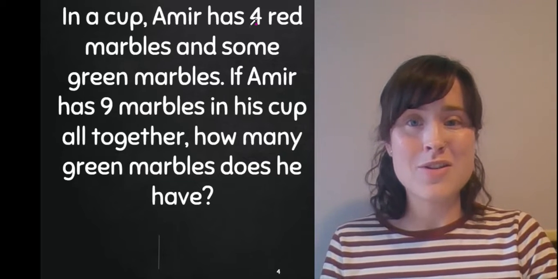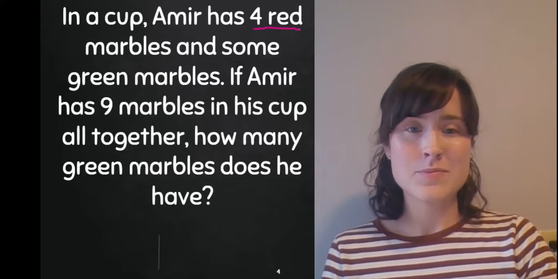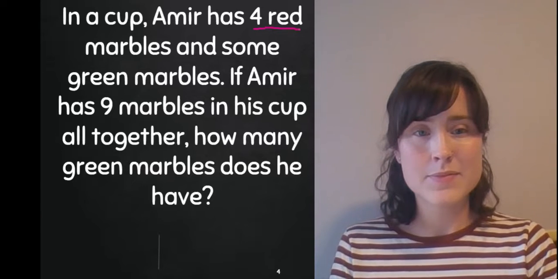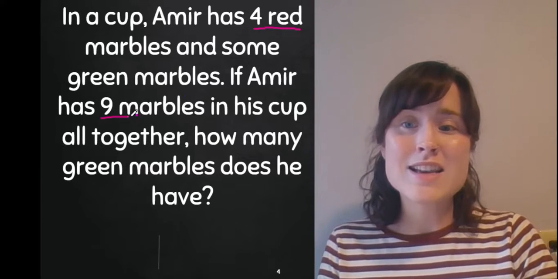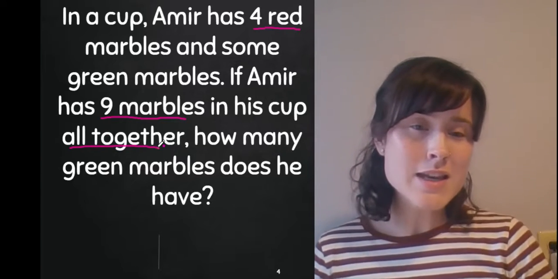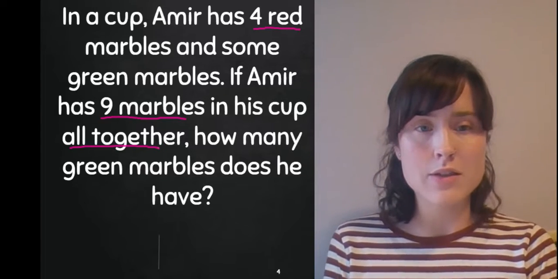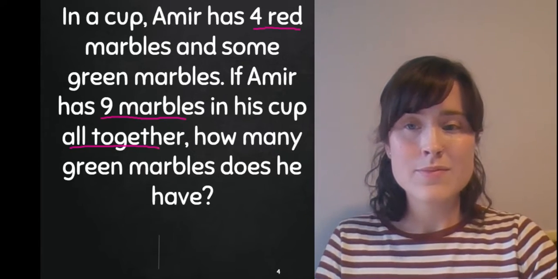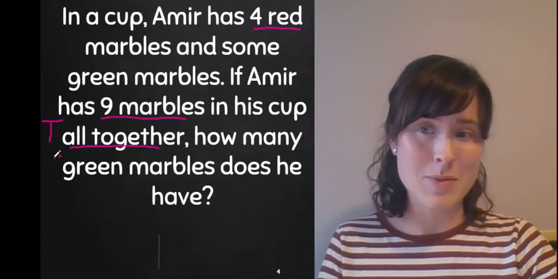I already know that Amir has 4 red marbles. What else do we already know in the story? Good. We know that Amir has 9 marbles all together. What do those 9 marbles represent in our story? Do they represent a part or do they represent the total? Good. Those 9 marbles represent the total. I'm going to label T for total on my paper.